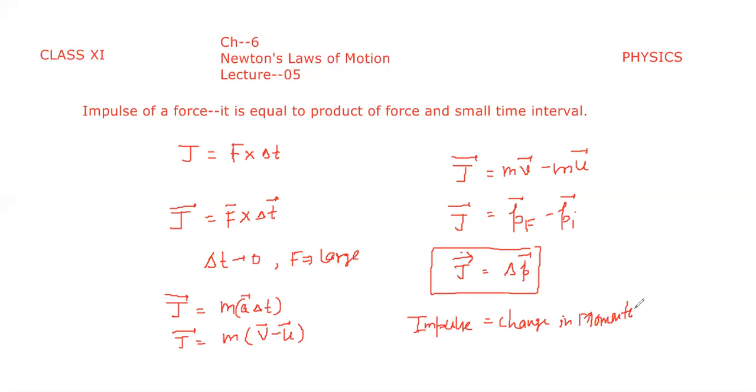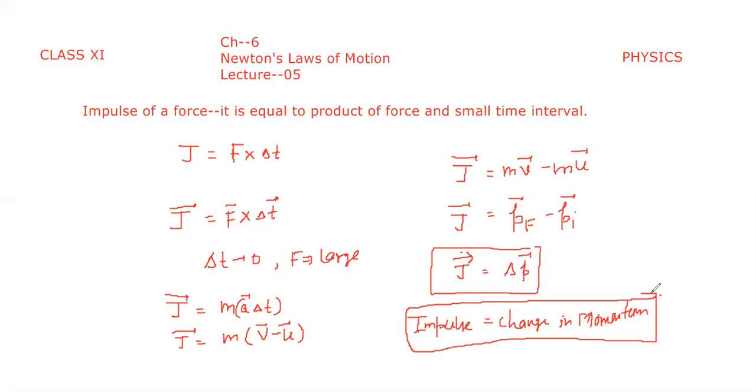So this point is clear: impulse equals change in momentum. It is written that the momentum of a particle is the impulse required to bring the particle from motion to rest.